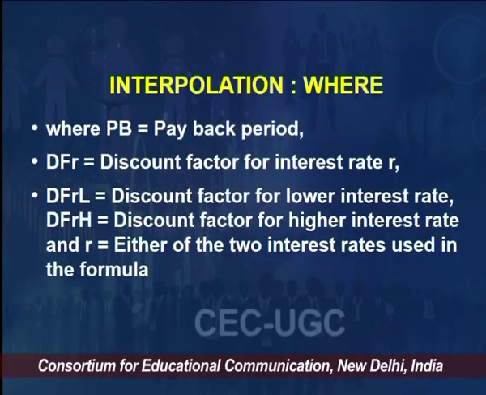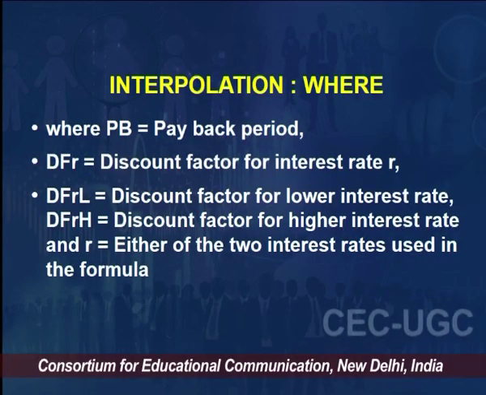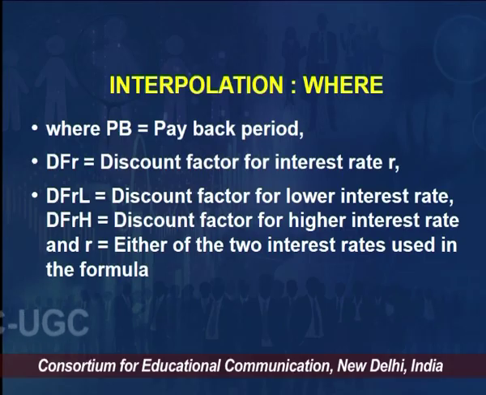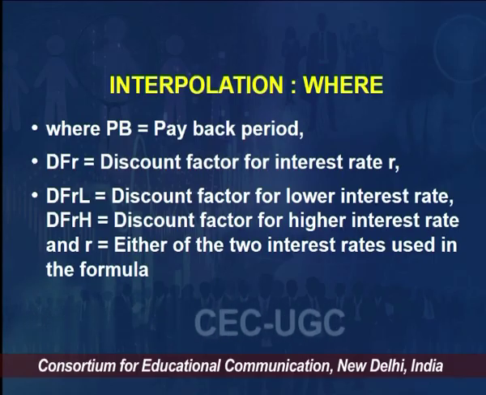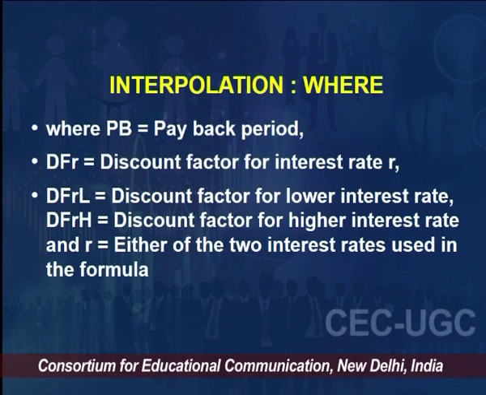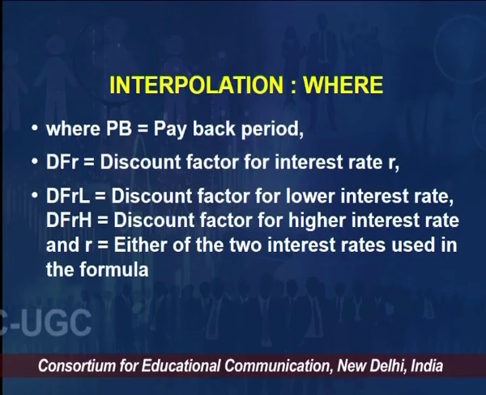So, this is the formula for IRR. Just to explain, PB is the payback period in the formula. The discount factor for r is the discount factor for interest rate r, the discount factor for L is the discount factor for the lower interest rate, and the discount factor for H means the discount factor for the higher interest rate. R is either of the two you chose, as I explained, right.